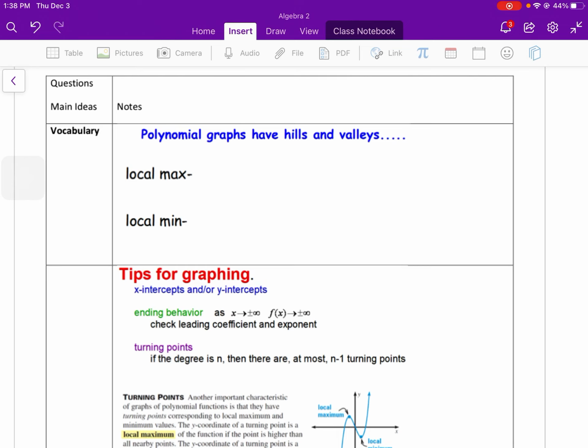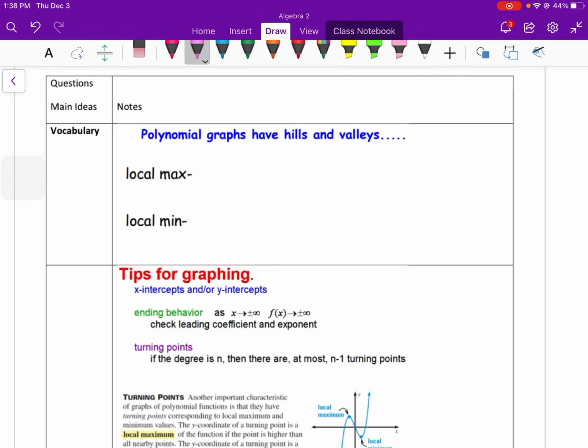Now, the maximums, they're both y values. And the local maximums are the y values at the top of the curves. And the local minimums are the y values at the bottom of the curve.